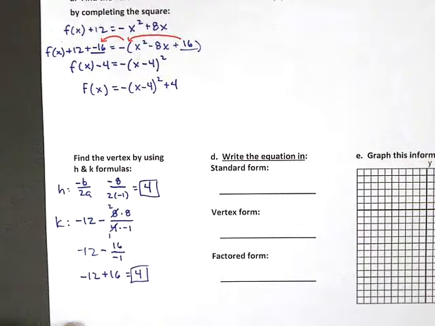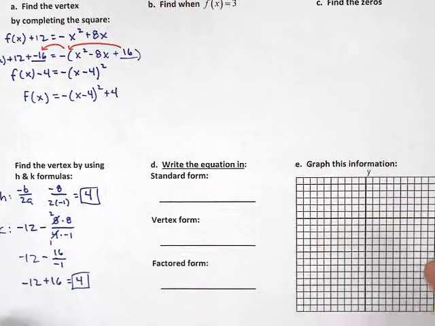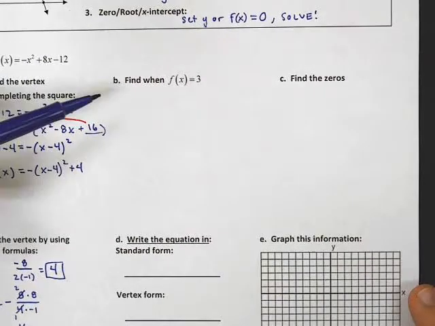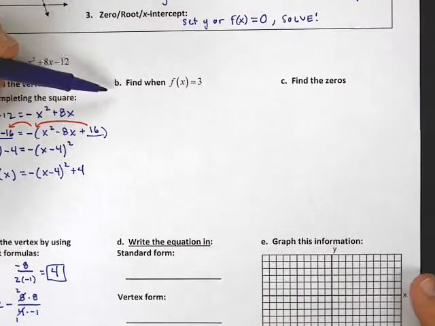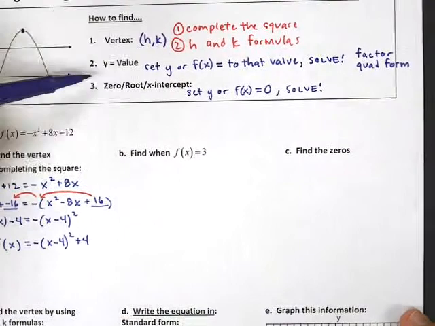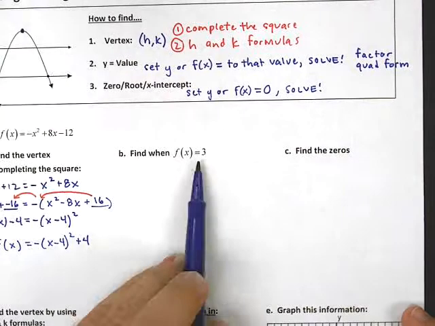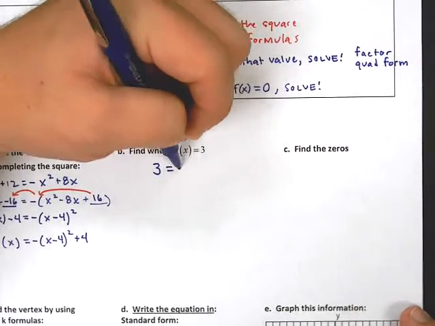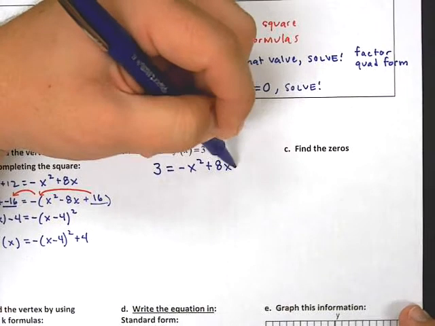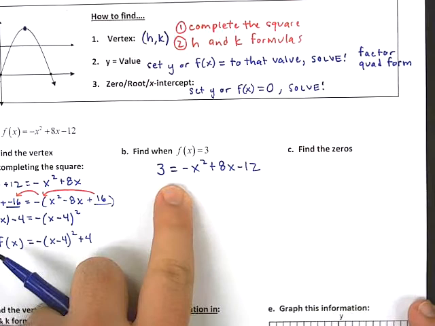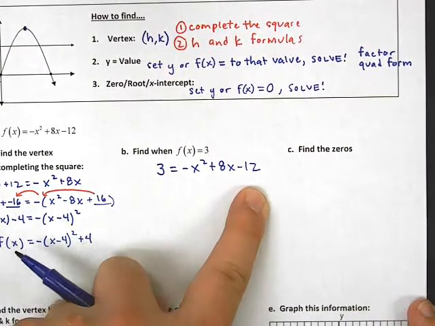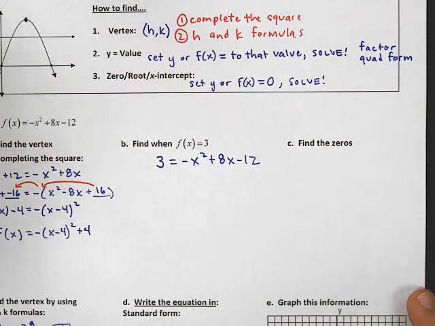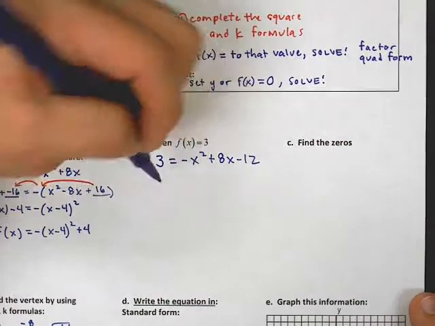I'm going to do just a couple of other things. I'm going to skip D and E for the video just because this is already getting super long, but I want you guys to see what we can do in B and C. This is an example of number 2 above, when I give you a y value. F of x is equal to 3, so that means I have to set my original function equal to 3. Okay, 3 equals negative x squared plus 8x minus 12. Now I'm going to move this over. I have to set it equal to 0 first in order to solve. So 0 equals.